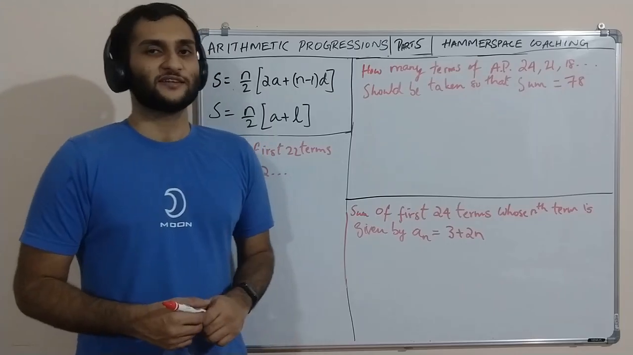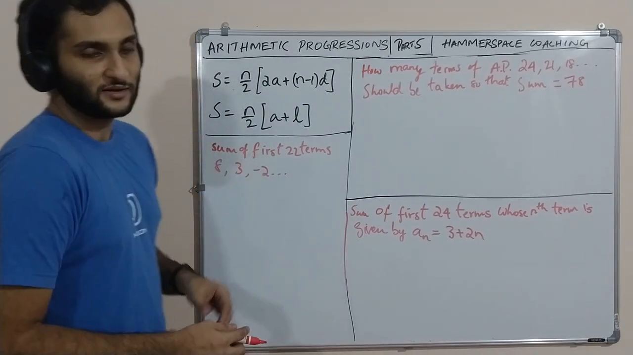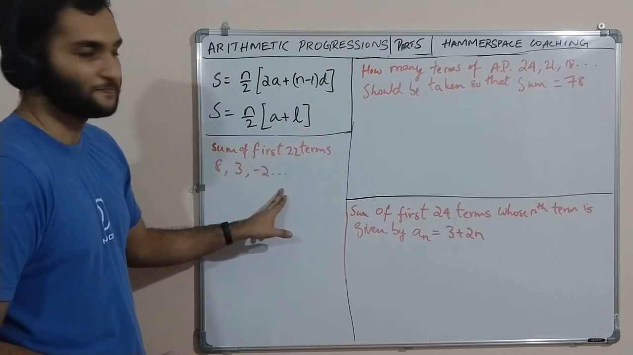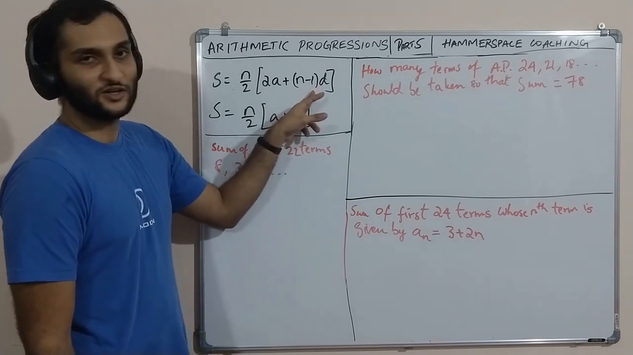Now let us solve some example problems. So I have written 3 problems here. Let us quickly use the right formula. Sum of first 22 terms of this AP. So we don't know the last term, so we cannot use this formula. We will use this one.